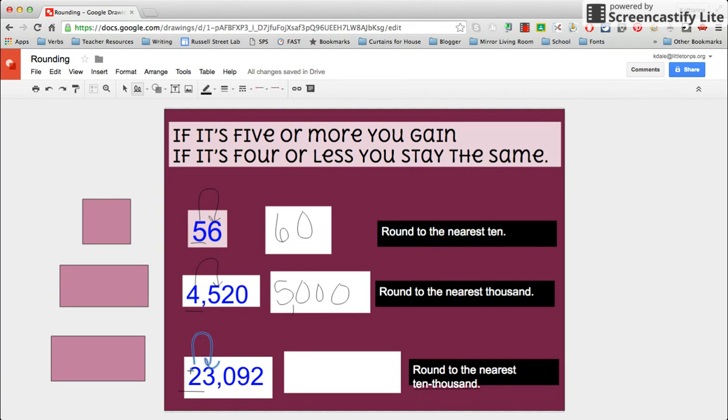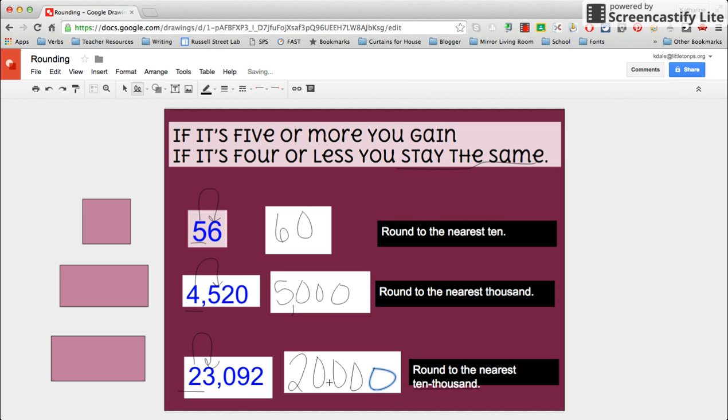So I'm going to go back to my 2 that we are looking at because we're rounding to the nearest 10,000. I'm going to take that 2, and it is going to stay the same. And just like before, everything else turns to a 0. So that 3 turns to a 0. The 0 in the hundreds place stays the same. The 9 in the tens place stays the same. And the 2 in the ones place turns to a 0.